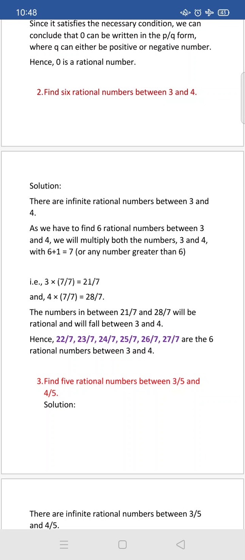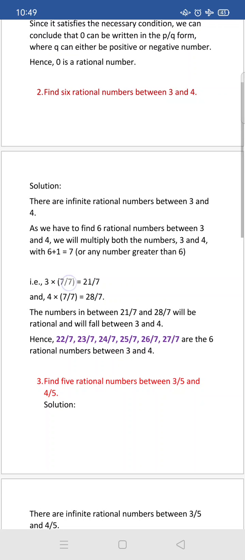As they have given 6 rational numbers, you have to add 1 to it. Suppose they are giving you 4 rational numbers, then you have to add 1, that is 4 plus 1, which is 5, and you have to multiply and divide by 5. Here they have given you 6 rational numbers, so you have to add 1 to the 6. 6 plus 1 is equal to 7. So now you have to multiply and divide.